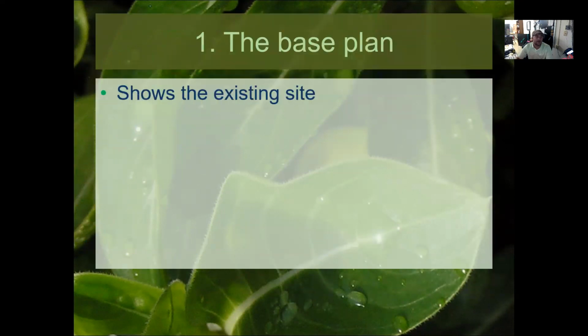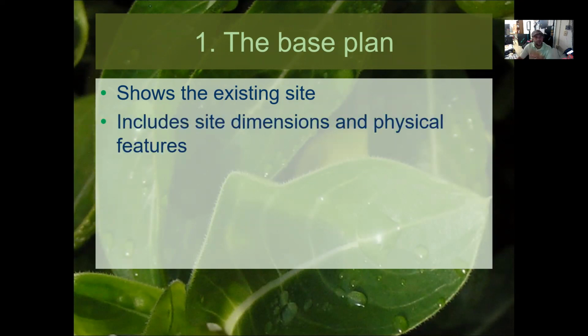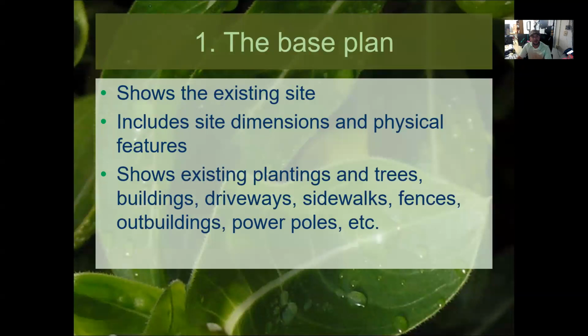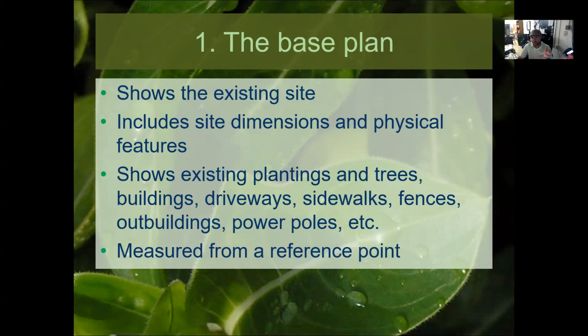The base plan shows the existing site. If we took a look at the school here from above and put that out on paper, that could be a base plan that we work off of. We want to include site dimensions and physical features. That's where we put a scale on so that we know we're designing to scale. We want to show existing plants and trees, buildings, driveways, sidewalks, fences, all this other stuff too, power poles. We want to know where everything is on this site. When we start designing, we're going to need to know what we're going to remove and what we're going to add in. And we want to measure from a reference point.